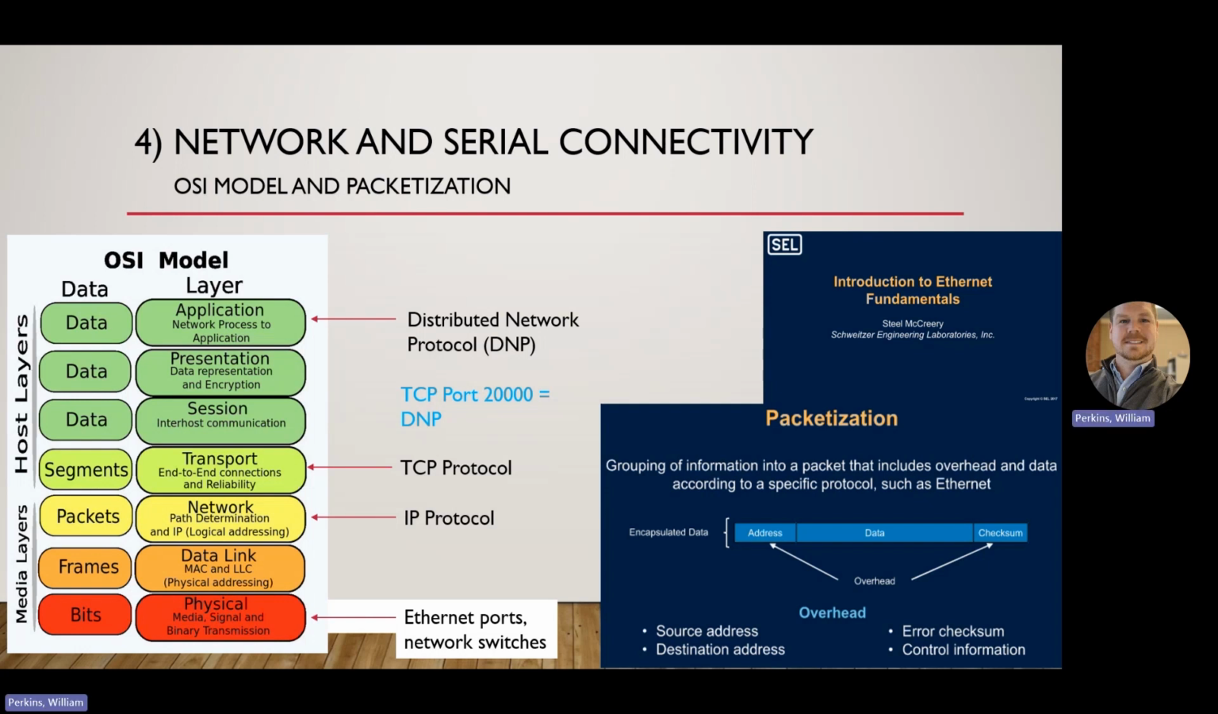The last 4 layers are your host layers, with layer 4 being your transport layer. This layer is responsible for providing reliable data transfer between the two applications. So it ensures that packets arrive in the correct order and controls the flow of data to avoid network congestion.